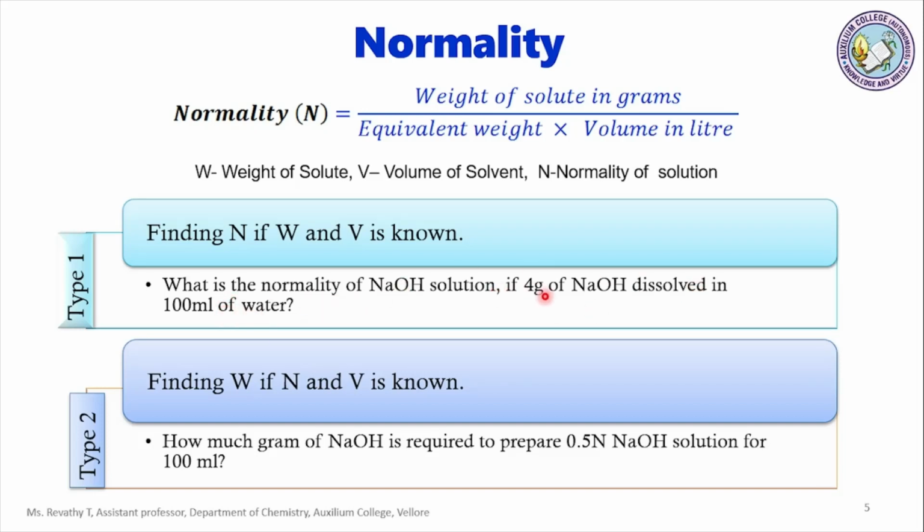You can see here weight of NaOH and volume of solvent is given. The second type of application is calculating weight if normality and volume is known. Example question of this type is, how much gram of NaOH is required to prepare 0.5 N NaOH solution for 100 ml? You can see normality and volume is given here, and we need to find the weight.